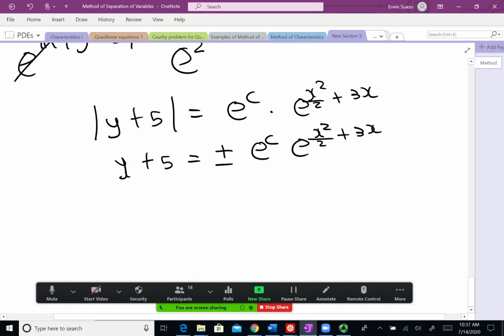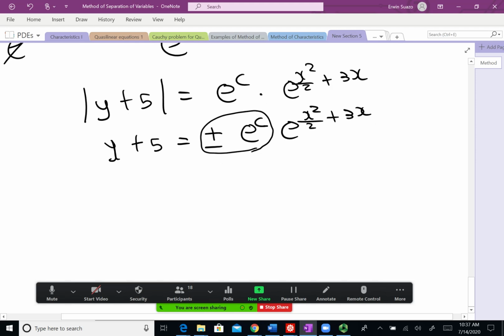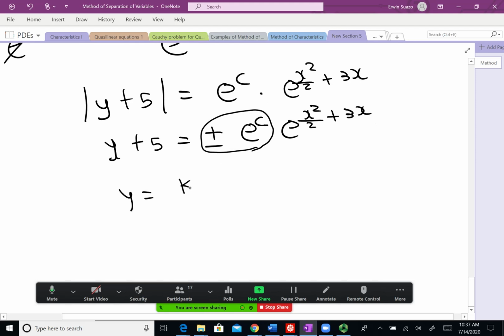Okay. And now this is just a constant, right? So you don't care about that one. So you get y equals k e to the x squared divided by 2 plus 3x minus 5. And that's the solution. So y equals k e to the x squared divided by 2 plus 3x minus 5.